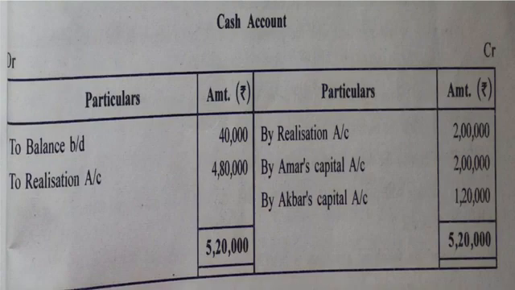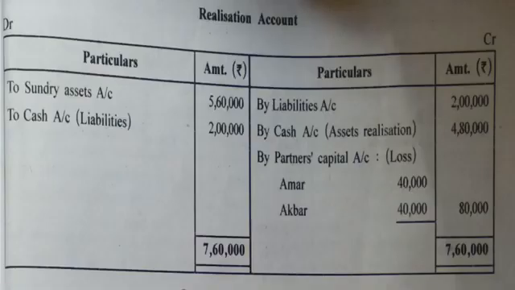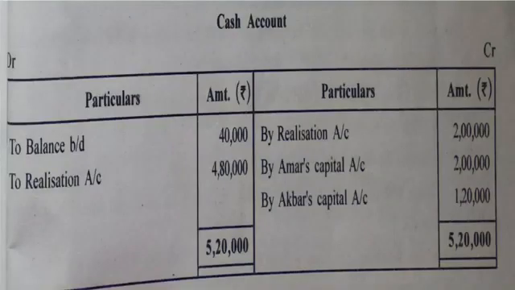Same applies for liabilities. You have paid liabilities. Journal entry for the payment of liabilities is what? Realization account debit to cash account. So in cash account, it is by realization account, 2 lakh. The simplest rule of posting.